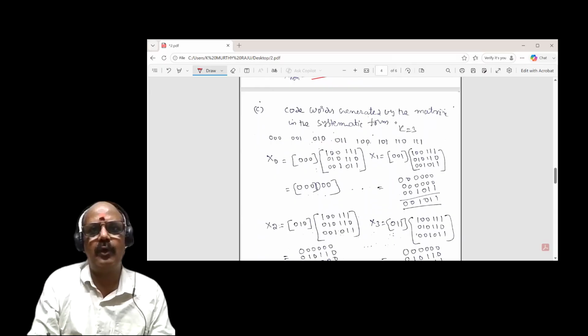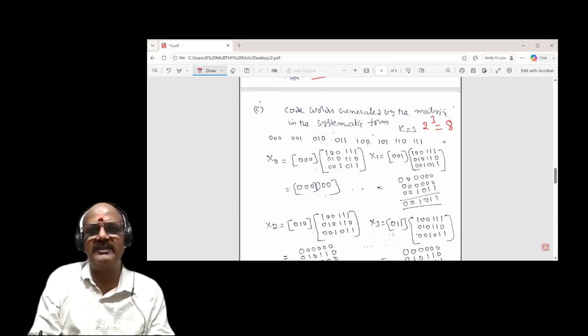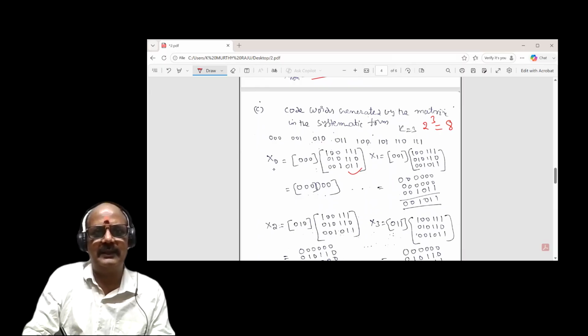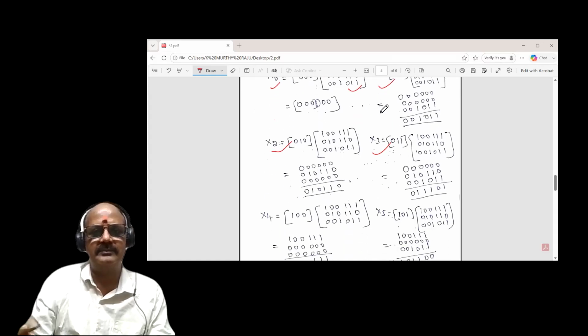Third one, code words generated by the matrix in systematic form. K is equal to 3, so there are 2 cube, that is 8, possible message vectors: 1 2 3 4 5 6 7 8. These message vectors are multiplied with the systematic form of the generator matrix. We will get 8 encoded code vectors by using the systematic generator matrix.